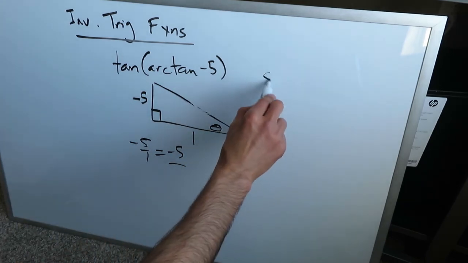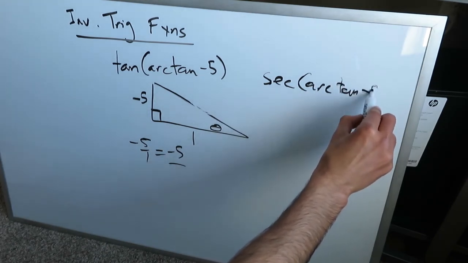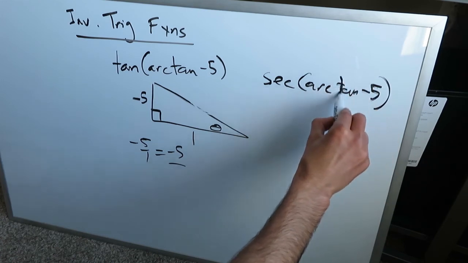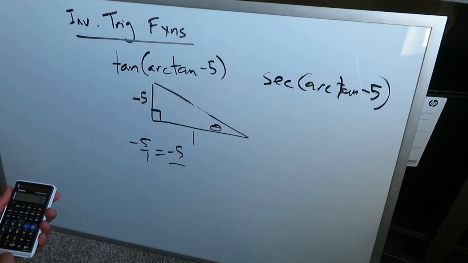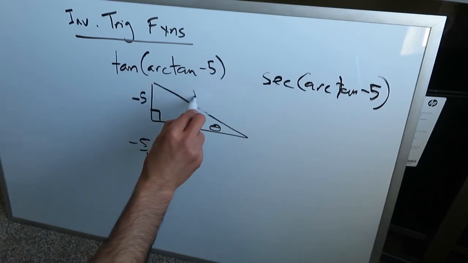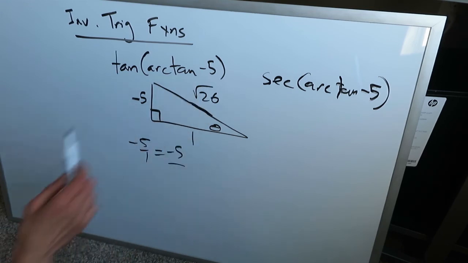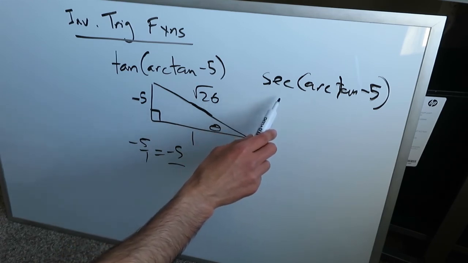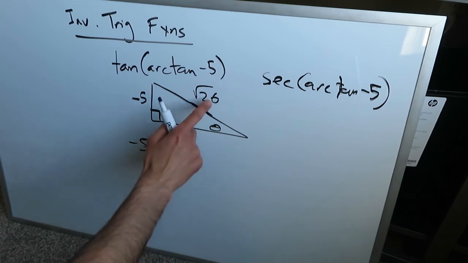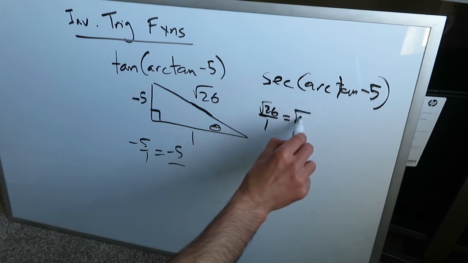What if the question stated, find secant of arctan -5? How would you go about doing this? Now in this case you better find the third side using a squared plus b squared equals c squared. I'm going to bring out my calculator. You have 25 plus 1, you get root 26. Actually I didn't really need my calculator for that. Now all I have to do is determine secant of theta. What's secant of theta? Well, it's the reciprocal of the cosine function, which will be 1 over root 26. Therefore secant will just be root 26 over 1, which is root 26.